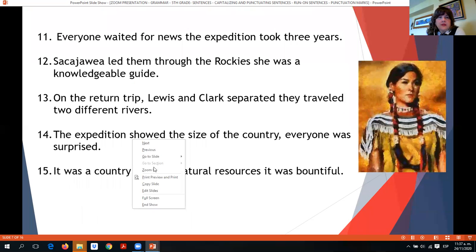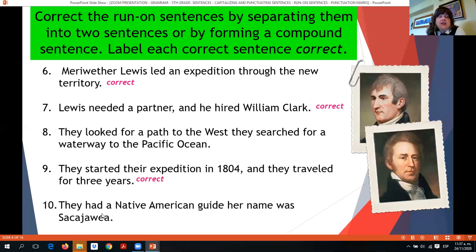Sorry. Let me go to the previous. In this case, we will need to correct this. We could say they had a Native American guide, period. Her name was Sakakawea. Okay. Or we could say they had a Native American guide, comma, and her name was Sakakawea.